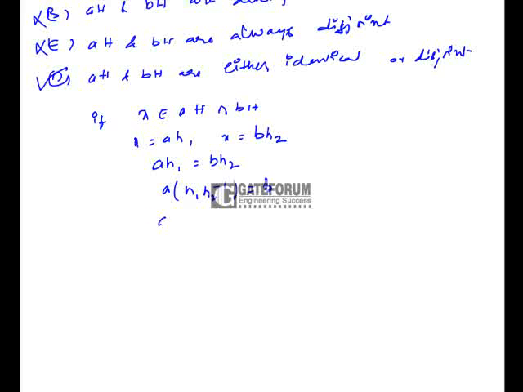So here we can say AH3 is equal to B. It implies B belongs to AH. And in the same way we can prove that A belongs to BH. Implies AH is equal to BH. That means if they are not disjoint, then those two are identical. So here we can say that AH and BH are either identical or disjoint, which is option D.